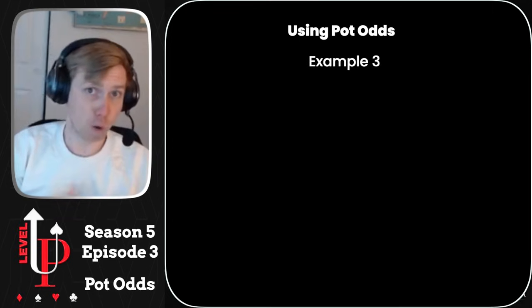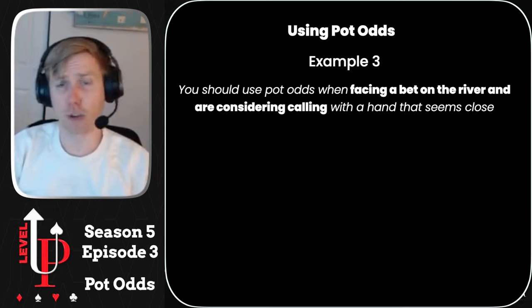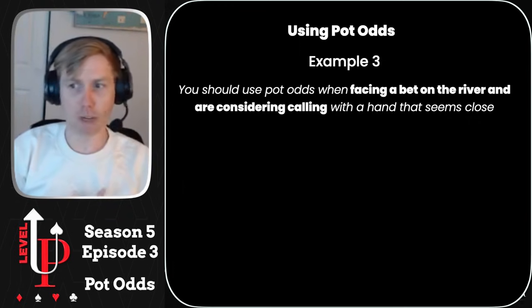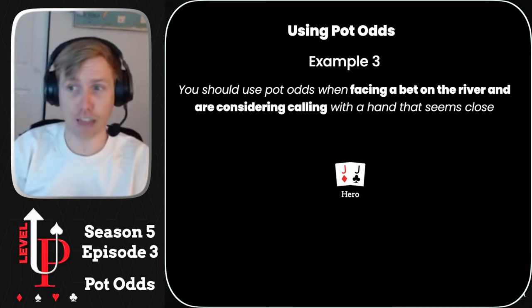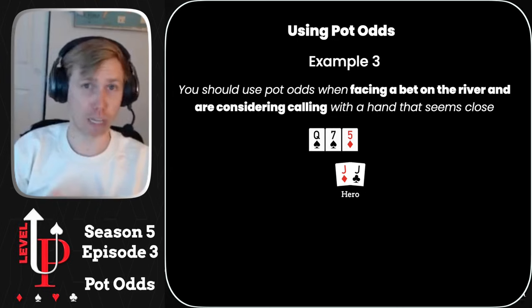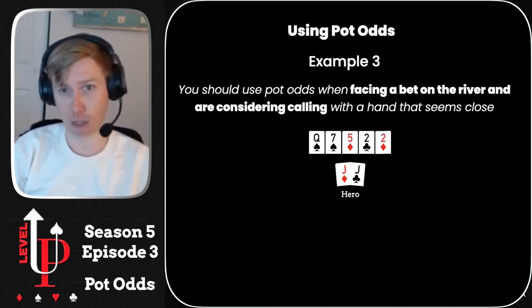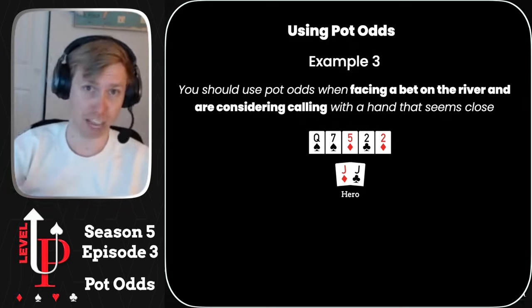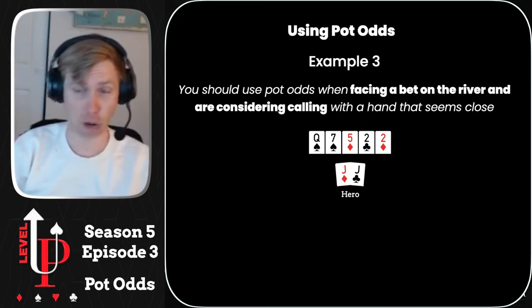Example number 3 of when to use pot odds is when you're facing a bet on the river and you're considering whether or not you should call with a hand that seems close. For the sake of simplicity, I'm going to skip straight to the river for this one. Let's say you've got pocket jacks and the flop is queen of spades, 7 of spades, 5 of diamonds. The turn is the 2 of clubs and the river is the 2 of diamonds. So there's one overcard to worry about. If your opponent has a queen, they have your pocket jacks beat. Or of course, they could have a hand like a set, pocket 7s or pocket 2s.